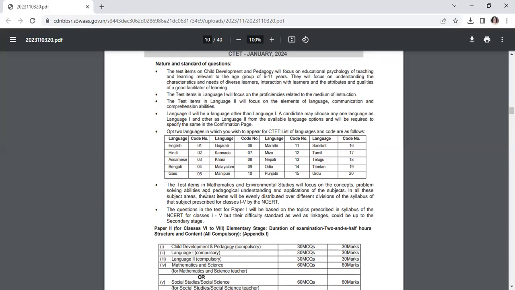The test items in mathematics and environmental studies will focus on the concepts, problem-solving abilities, and pedagogical understanding and applications of the subjects. In all these subject areas, the test items will be evenly distributed over the different divisions of the syllabus of that subject prescribed for classes 1st to 5th by the NCERT. The questions in the test for paper 1st will be based on the topics prescribed in the NCERT syllabus for classes 1st to 5th, but their difficulty standards as well as the linkage could be up to the secondary stage.